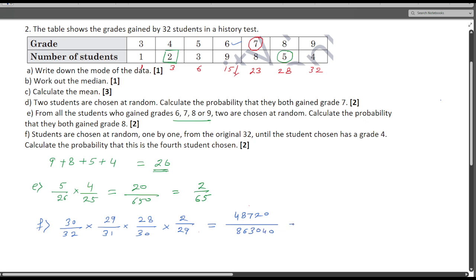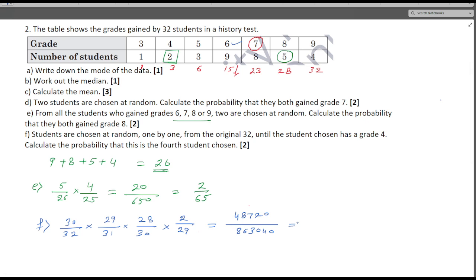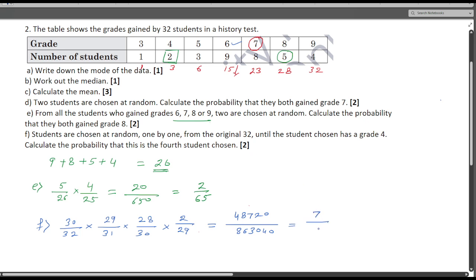Okay, so in simple form, it is 848720 divided by 863040. So the final answer is 7 divided by 124. So this is your question F.